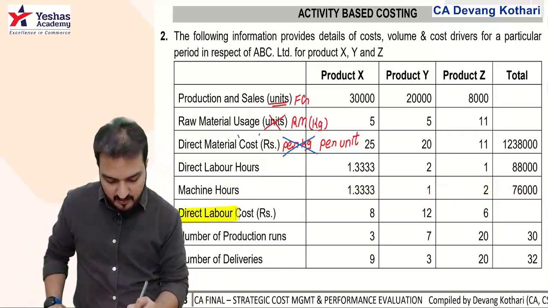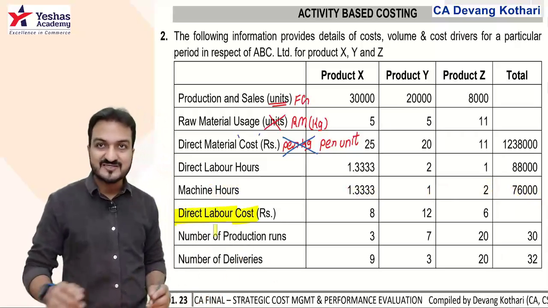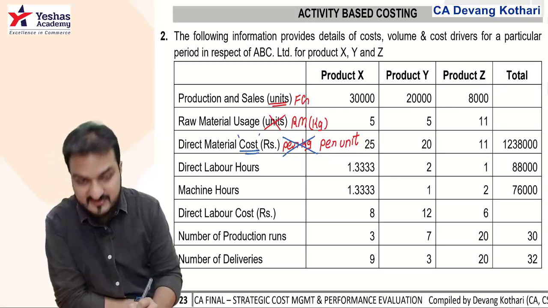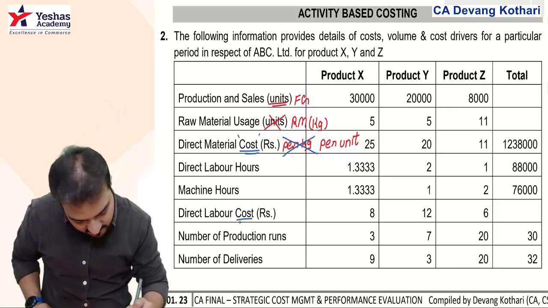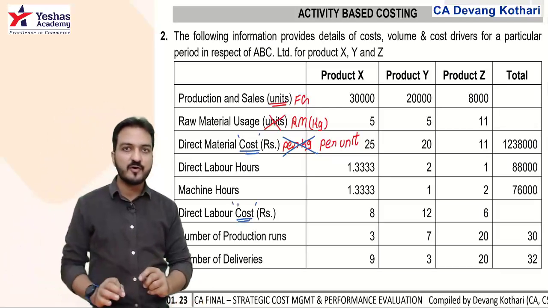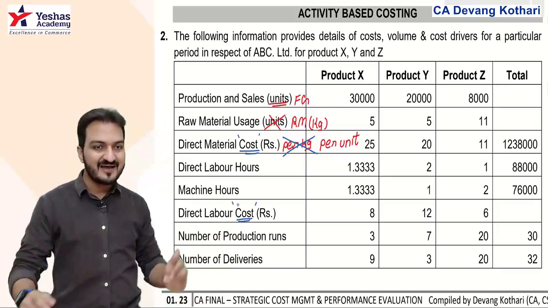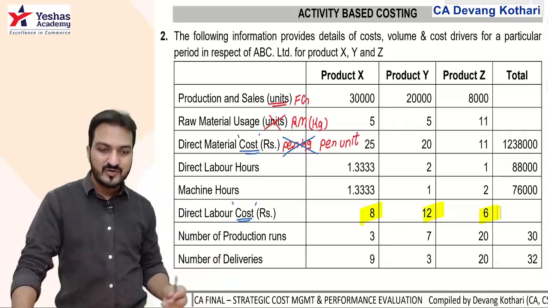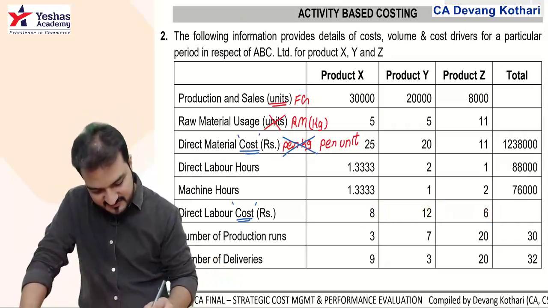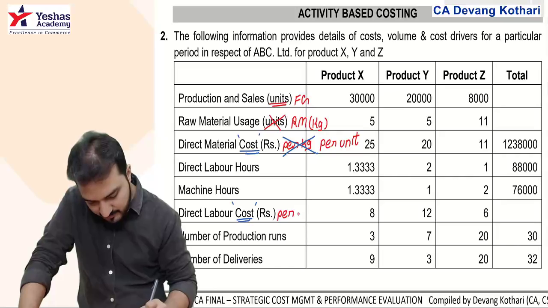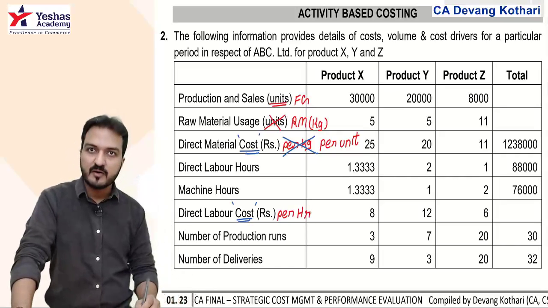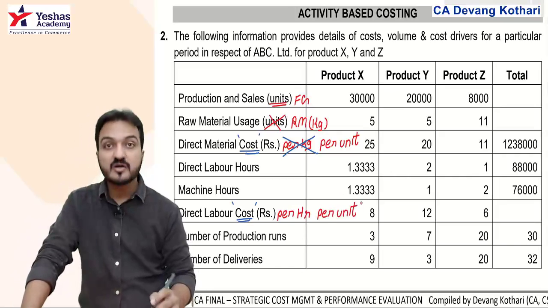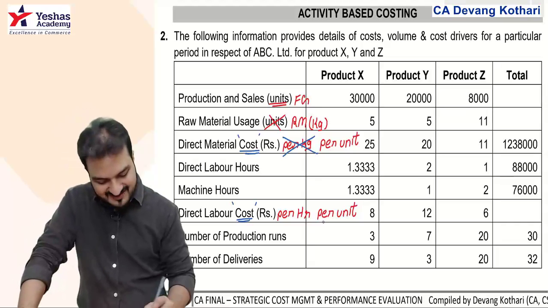Further, direct labor cost you are given. Again, you notice they are using the word cost. In case of labor also they are using the word cost, not the word rate. So the labor cost that you are given here is 12, 8 and 6. Again a question arises: is this 12, 8 and 6 the labor cost per hour of labor, or the labor cost per unit of final product? Well, same logic, it is not per hour.